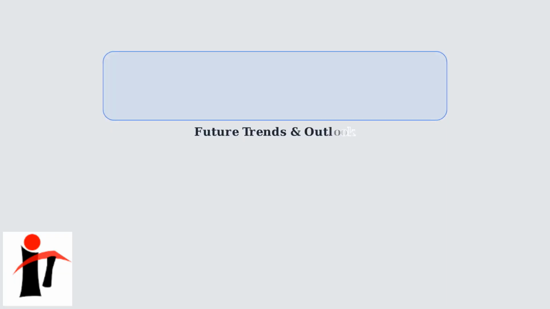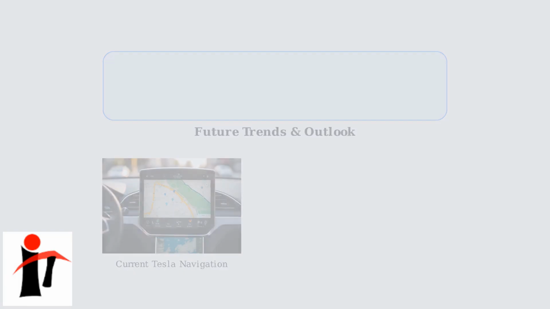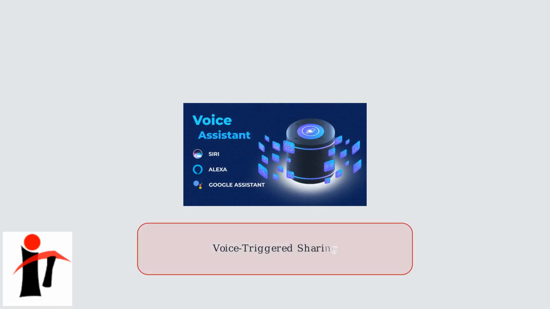Looking ahead, the integration between Google Maps and Tesla is set to deepen significantly. As Tesla continues to expand its Android-compatible ecosystem, we can expect API collaborations that enable automatic route syncing without manual sharing steps. AI and voice integration will play a key role, allowing voice-triggered location sharing through commands like "navigate to this Google Maps location." This builds on Tesla's existing voice features and Google's AI capabilities.